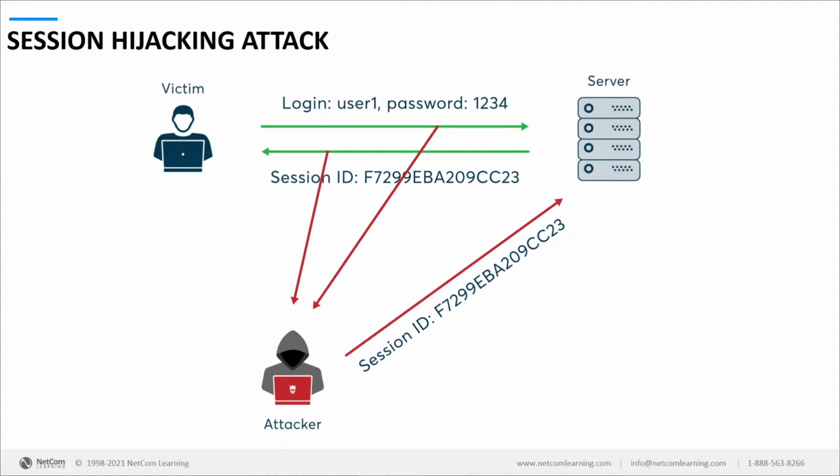So that's one way. There's another type of hijacking that happens on the network level, where a person can jump into a session. It works a little differently, but session hijacking happens both on the network level as well as on the application level.